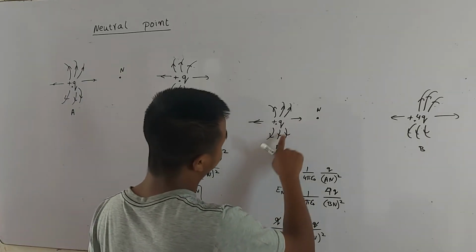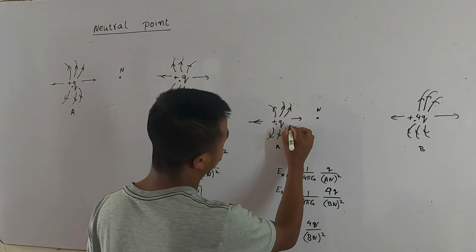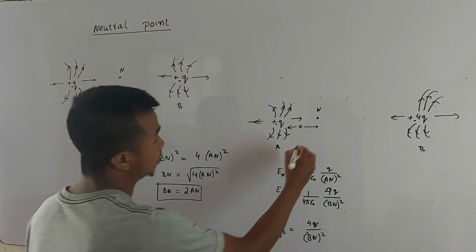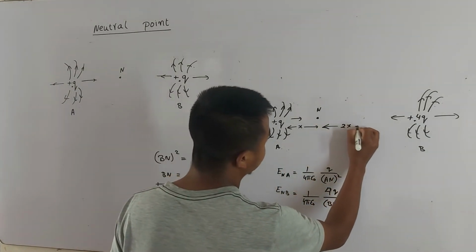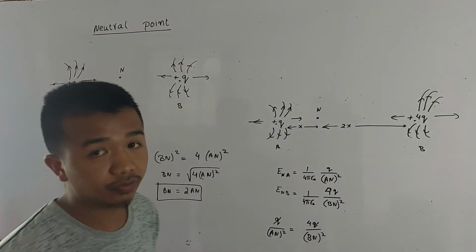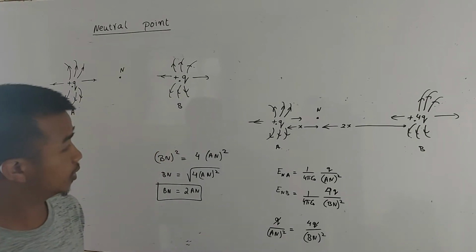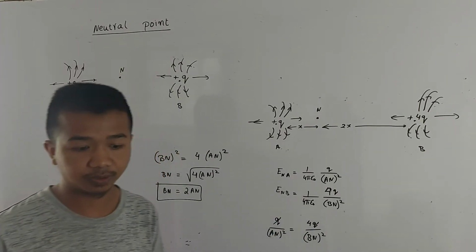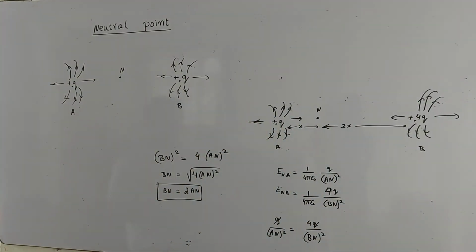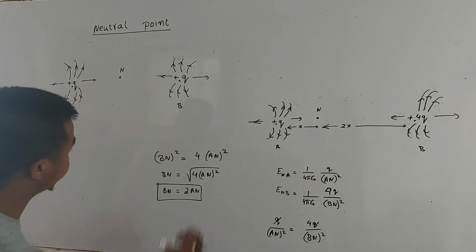So if the distance of point N from A is x, what is the distance of point B from N? It is 2x. So clearly from here we can see that the position of the neutral point will shift towards the smaller charge. Now the question will arise: is the equilibrium of the test charge placed at N stable?